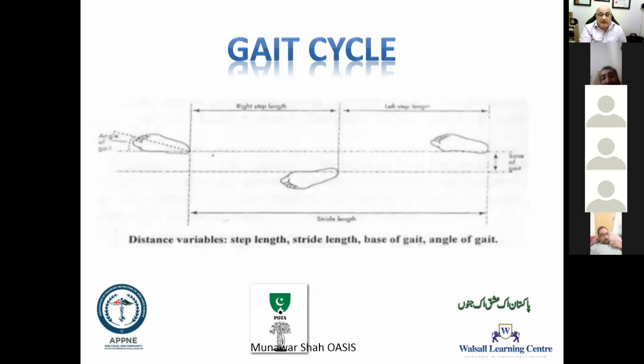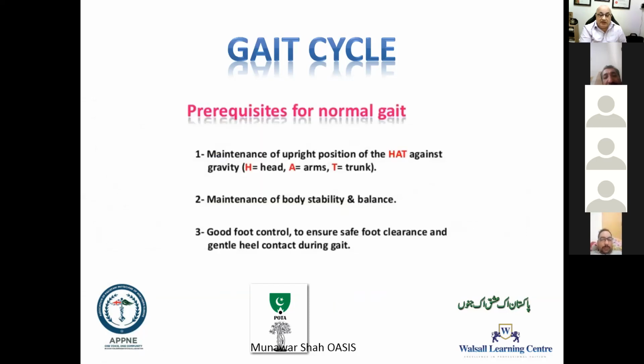Okay, and there are various things that happen in it. The way to describe this is that there is a stance phase and a swing phase, and then there are variables that you have to measure. So for a normal gait to happen, you have to have an upright position, and you have to have head, arms, and trunk working for you against gravity.